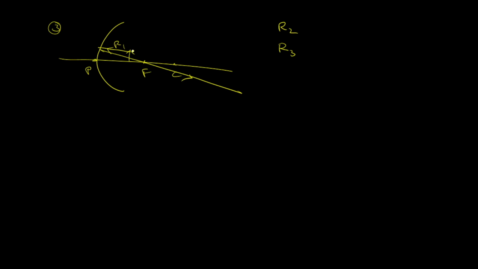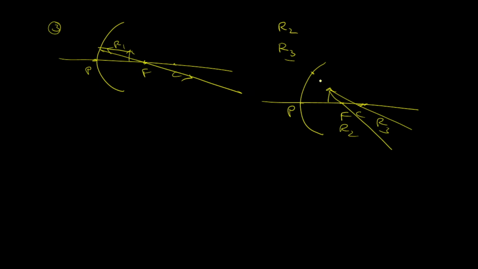But look here carefully. The object is in between the pole and the focus. The incident ray R2 must pass through the focus. This will be the incident ray. That means this ray is not incident on the spherical mirror. It is moving through the focus, and it will go to infinity, right? And if you consider a ray R3, it has to pass through the normal, that means through the center of curvature. That means both these rays R2 and R3 are not incident on the spherical mirror.